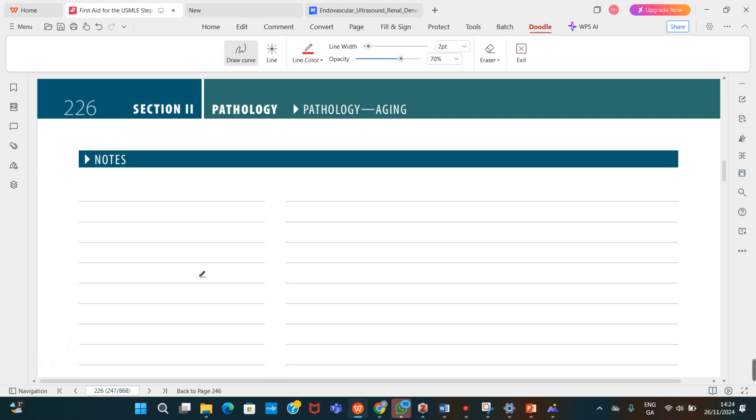Do you have any question before we round up? Yes, I have a question. In the A-a gradient, is it okay to say that anything that will not compromise the lung parenchyma will cause a normal A-a gradient? Yes, anything that will not compromise the lung parenchyma will cause a normal A-a gradient.